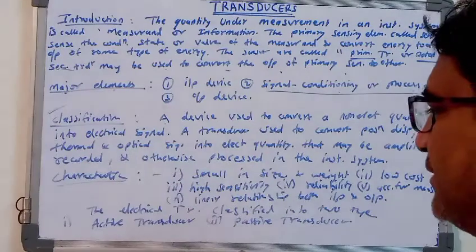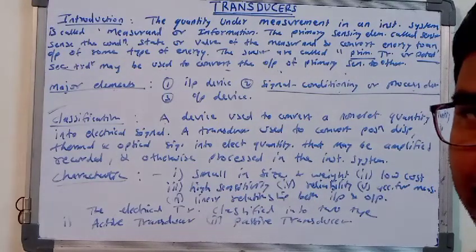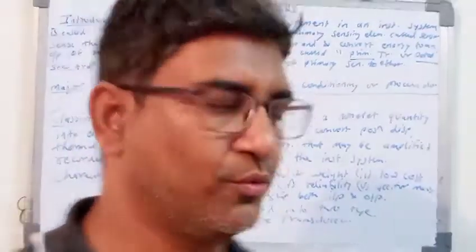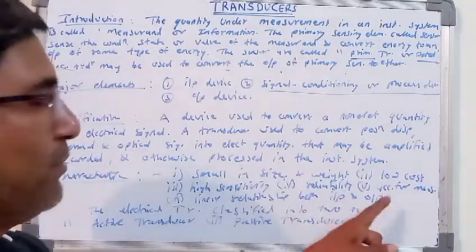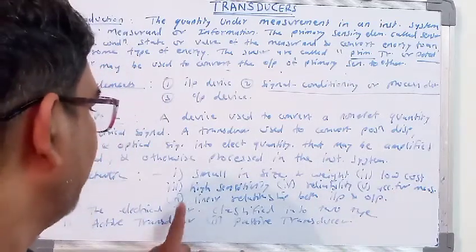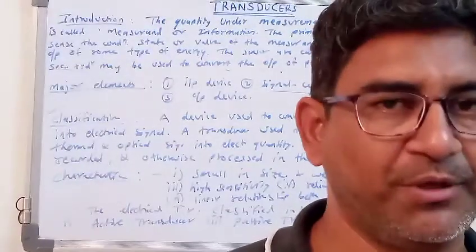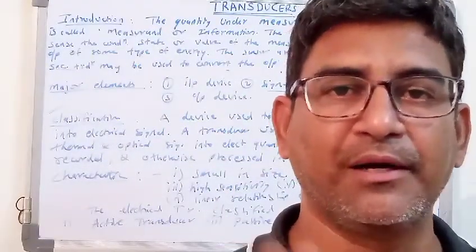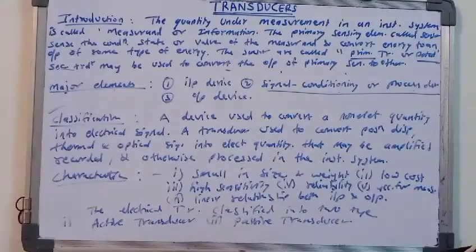Okay, then come the characteristics of the transducer. First, small in size and weight. Second, the cost of the transducer is low. Third, it has high sensitivity. Fourth, it is reliable, reliable for each and every device where we use this transducer. Then, a linear relationship between the input and the output is one of the most important parts. Whatever input we feed, the output value should occur in a linear relationship, and that is why the linear relationship is very important for this transducer.